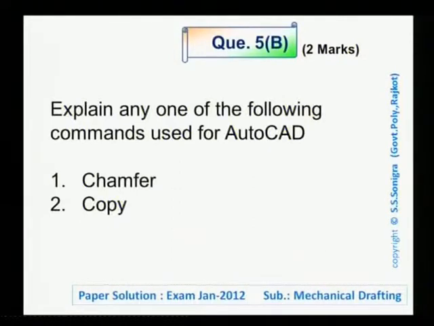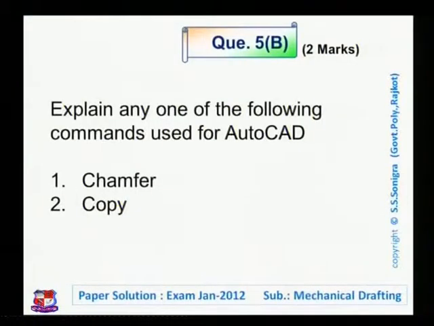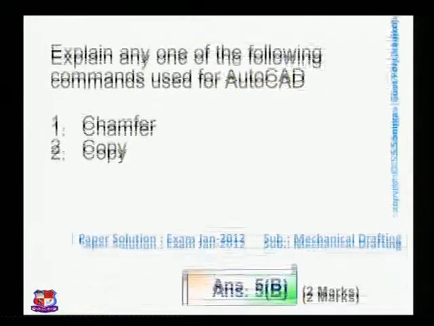Now question number 5B, which is asked for 2 marks. In 2 marks the question is asked like this: explain any one of the following AutoCAD commands used in AutoCAD. Number 1 is chamfer, number 2 is copy. We have to explain these 2 commands, chamfer and copy.